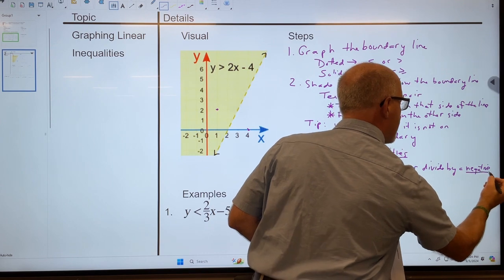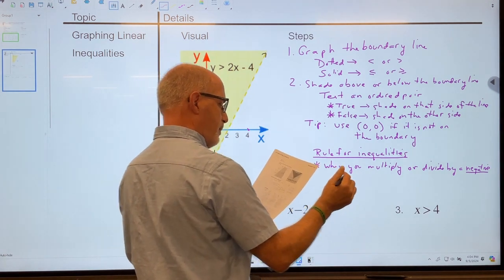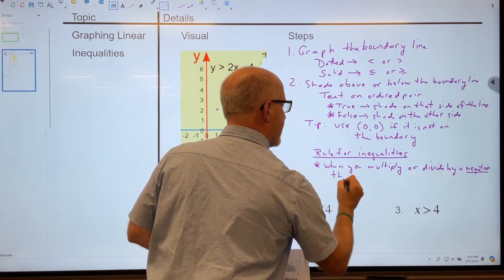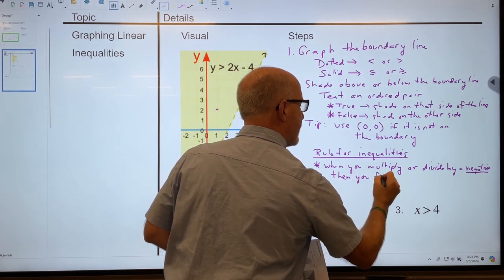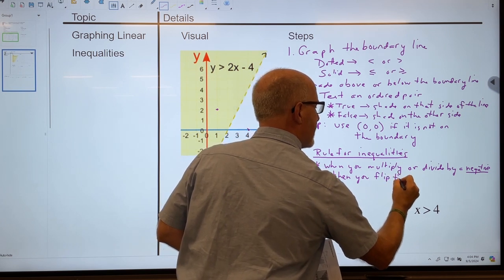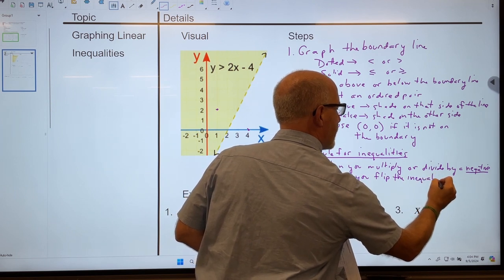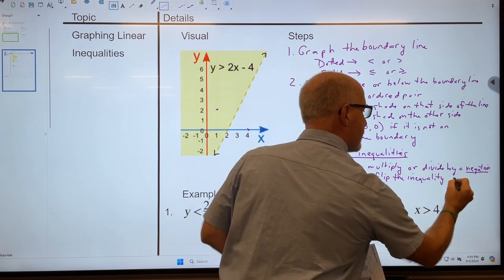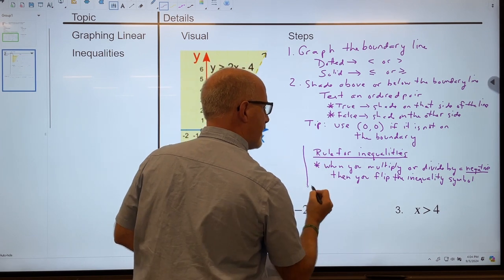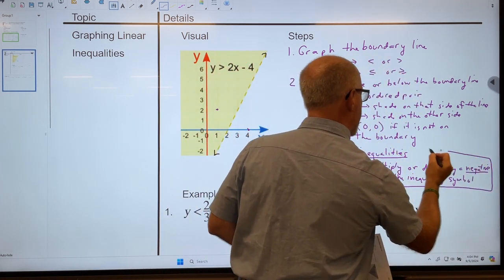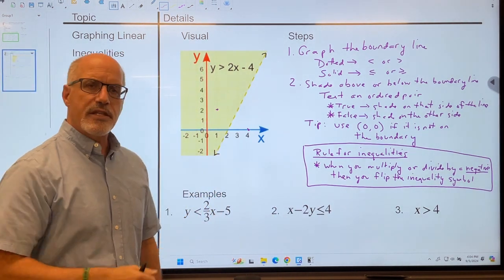Now remember, it has to be by a negative. If you multiply or divide by a positive, it leaves it alone. If you multiply or divide by a negative, then you flip the inequality symbol. Put that in a box just as a reminder that that's something that we have to follow for rules for inequalities. All right, let's go ahead now and try some examples.